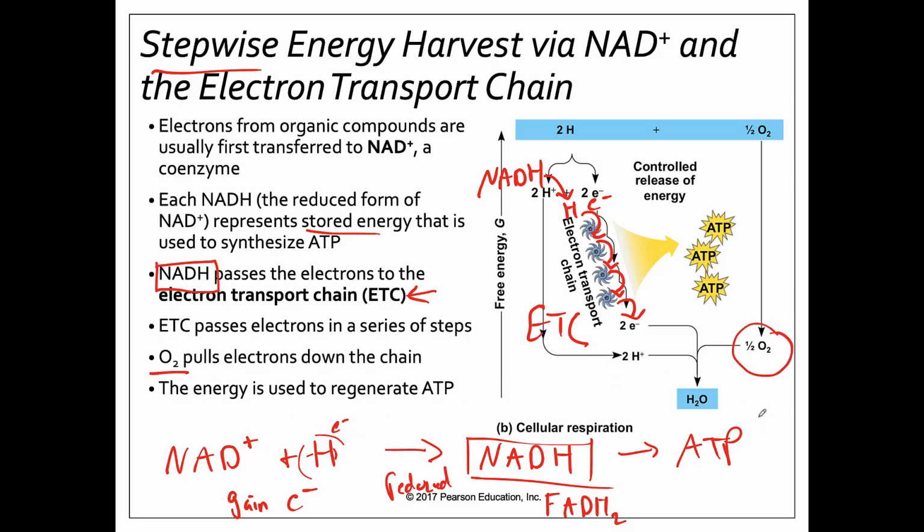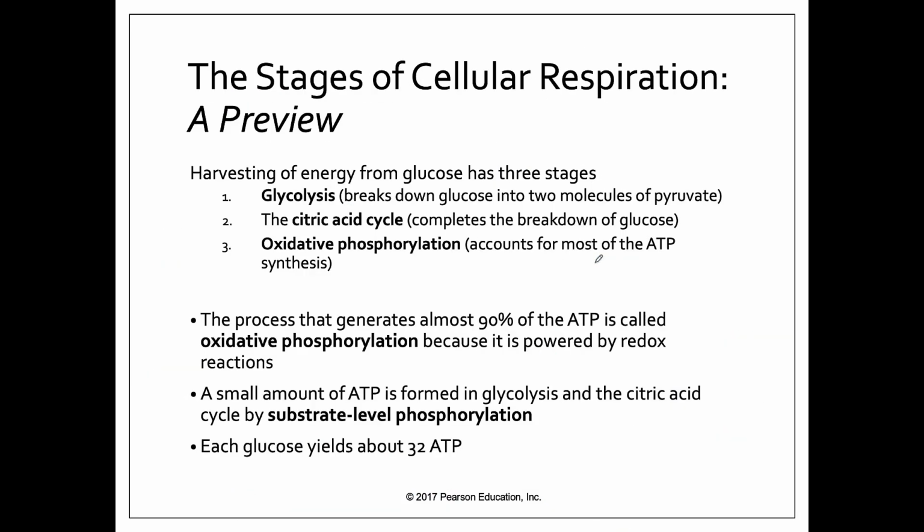Oxygen's over here at the very end, and oxygen is very electronegative. So think about this as an electron magnet, and it is pulling these electrons down the electron transport chain. So we actually aren't going to be able to harvest any ATP without having oxygen present. And that is the whole reason that you have to breathe oxygen, is to power the electron transport chain. So in the next several videos, we're going to go through each of these processes in detail, and I will highlight exactly what you need to know about each of them.